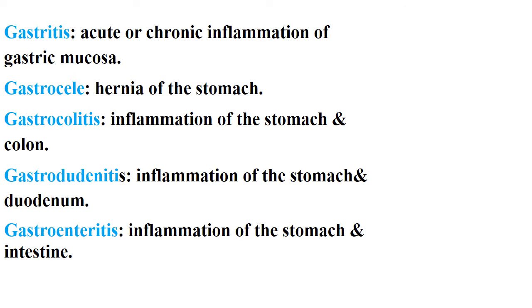Another term is gastritis, acute or chronic inflammation of the gastric mucosa. أما يكون على شكل مزمن أو حاد التهاب للgastric mucosa. Gastrocele, which means a hernia of the stomach. Hernia, ماذا تعني كلمة الهرنيا؟ مرت علينا صور بأول محاضرة، الفتق.